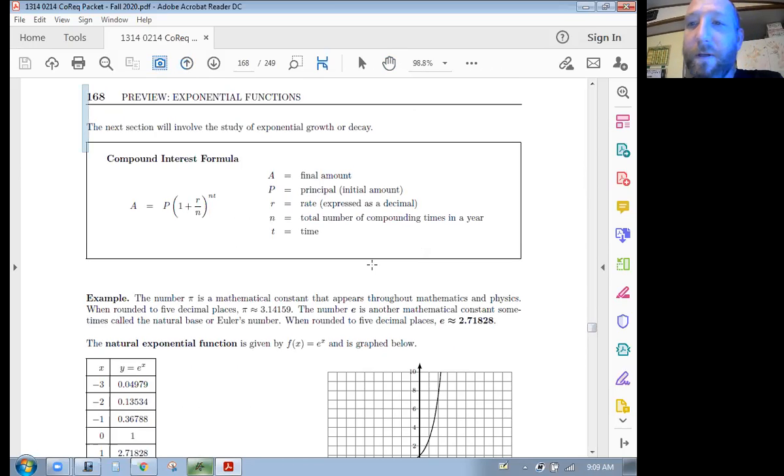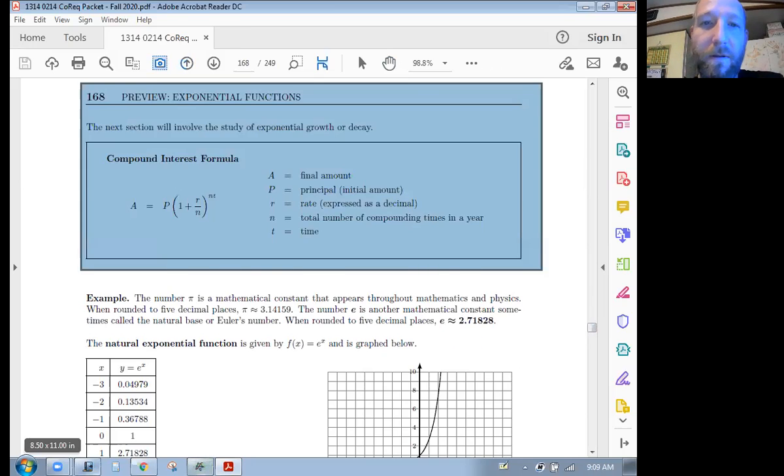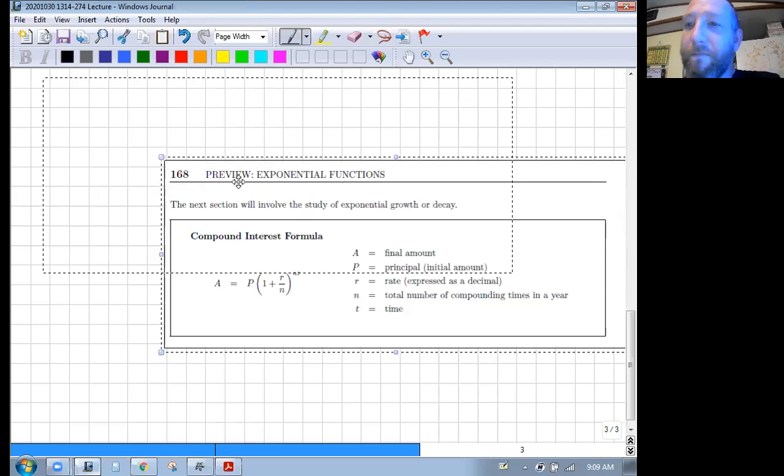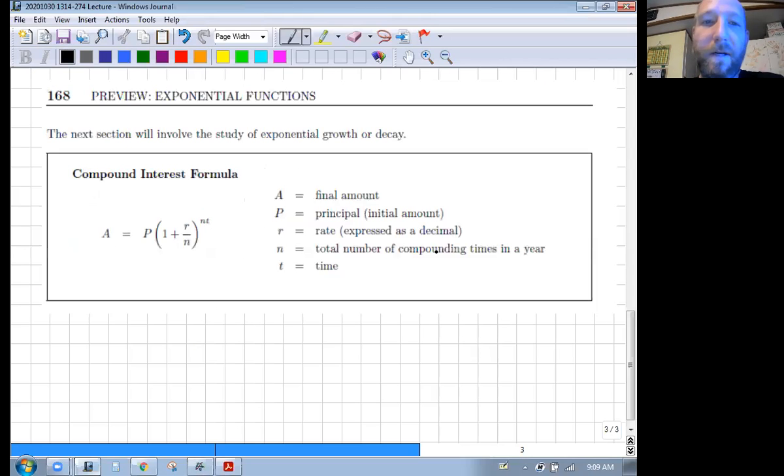So if you recall the compound interest formula, all right, the amount here is a function of time, all right? And you can see t is in the exponent. So compound interest is an exponential function, okay?